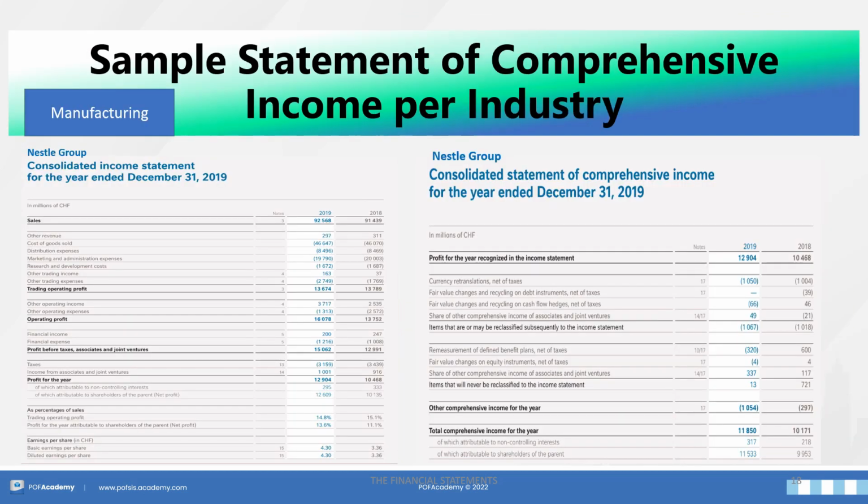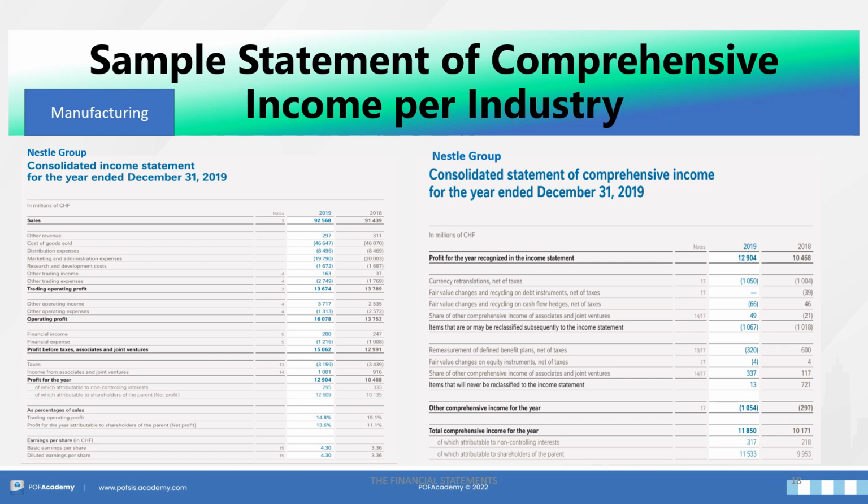I have here a sample of statement of comprehensive income from the manufacturing industry and from the government. This is from the manufacturing industry. As I mentioned earlier, it is always revenue or income as the first account title, then expenses. The difference in the manufacturing industry versus the service industry is that the manufacturing industry has a cost of goods sold account title.